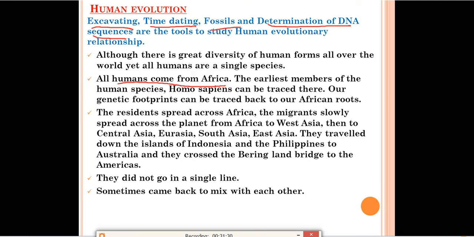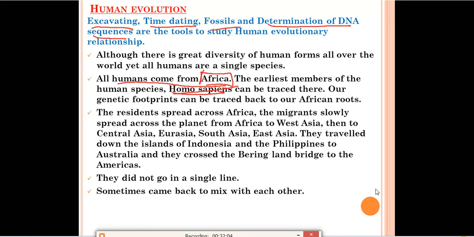In Africa, our species, Homo sapiens, can be traced. We all came from Africa. From Africa, people have changed their routes to different countries, and they separated over there. The residents spread across Africa. The migrants slowly spread across the planet from Africa to West Asia, then to Central Asia, Eurasia, South Asia, East Asia. They traveled down the islands of Indonesia and the Philippines to Australia, and they crossed the Bering land bridge to the Americas.